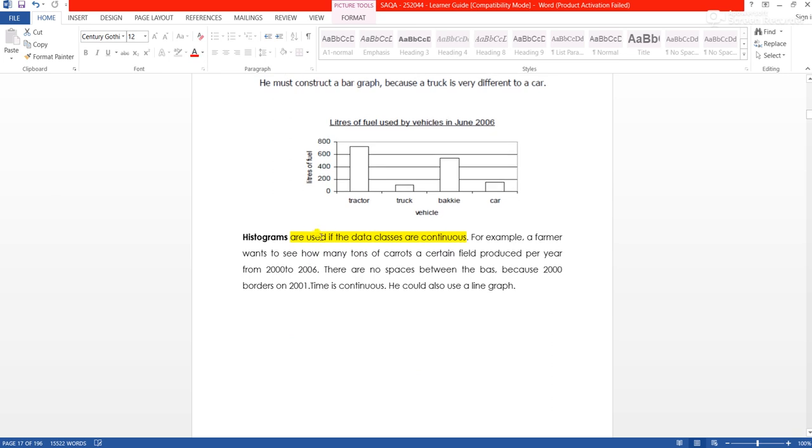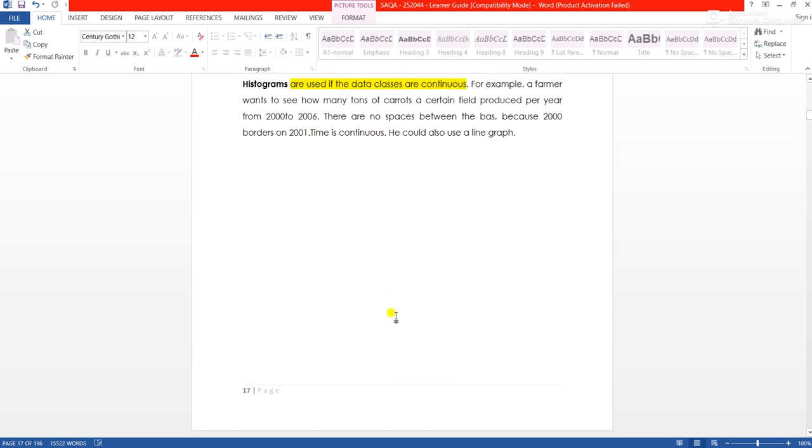So a histogram is used if the data classes are continuous. For example, a farmer wants to see how many tons of carrots a certain field produces per year from 2000 to 2006. There are no spaces between the bars because 2000 borders on 2001. So time is continuous. You could also use a line graph.